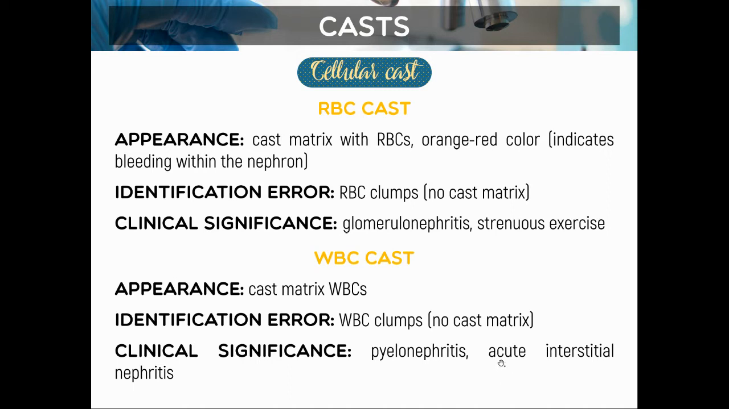And as I mentioned earlier about types of cells, the type of WBC you will see if there is interstitial nephritis is the eosinophil. So pyelonephritis is a bacterial infection, while acute interstitial nephritis shows the presence of eosinophils in the cast.